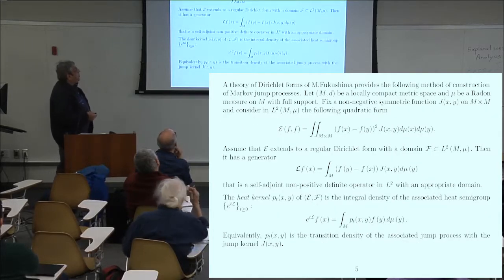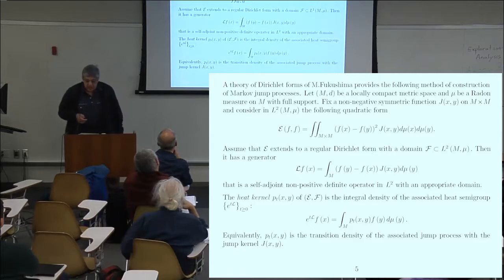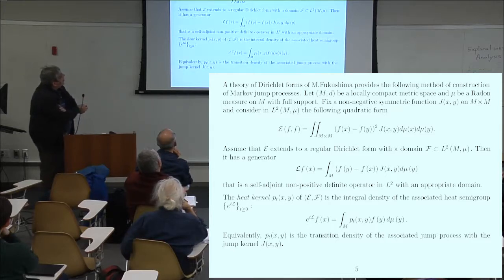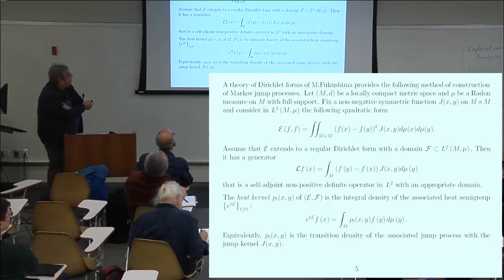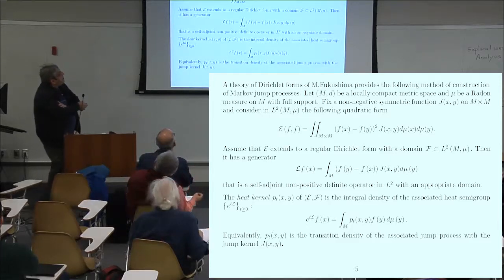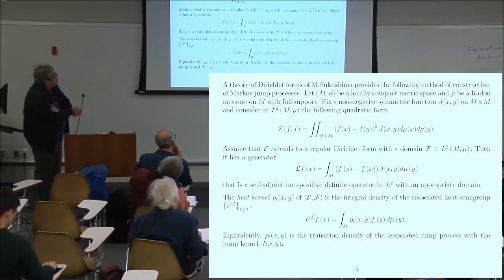Now, we are going to consider jump processes not in Rn, but on a more general underlying space. And there is a well-known technology for how one can construct Markov processes on general metric measure spaces. So we start by fixing some locally compact metric space (M, d) and choose some reference measure mu as a Radon measure with full support. Right? And then further, we fix a function J(x,y), which will determine jumps. That's why it's denoted by J on this space, a non-negative symmetric function on M times M. And consider the quadratic form, which is determined by this function and by the reference measure in L2.